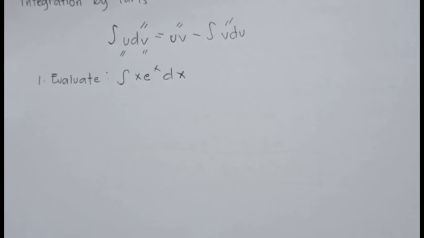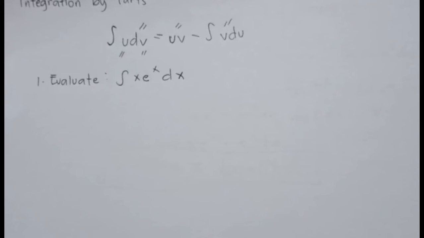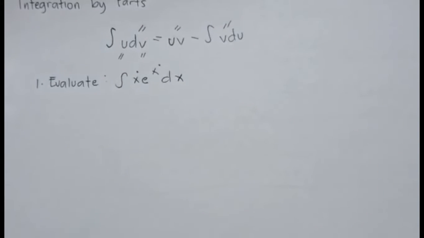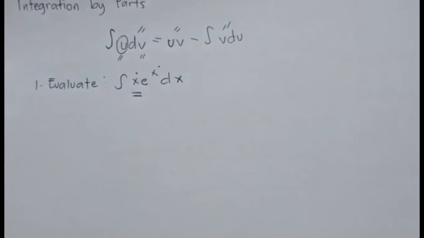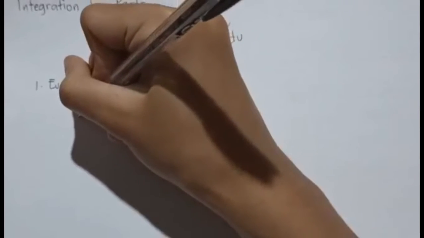For the first one, evaluate the integral of x e raised to x dx. Usually integration by parts is commonly used if we have a product of two functions. In this case, we have the product of x and e raised to x. Now we're going to assign u. Let's say we let u be x, okay?